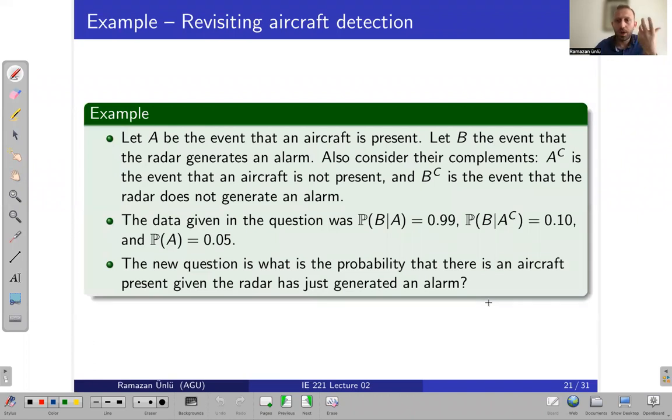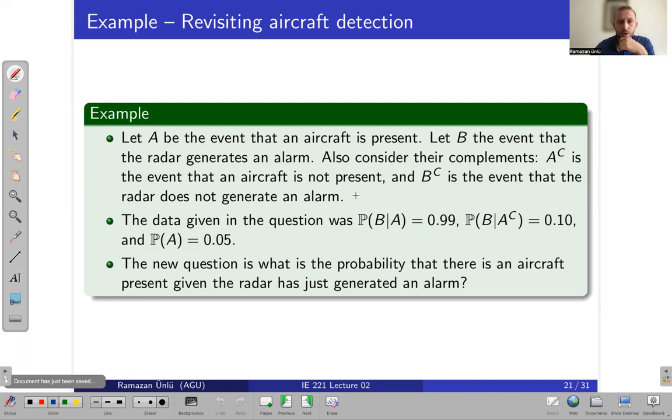I want you to understand it in a better way. I will try to explain this problem visually, or you can only use the formulation if you are okay with the concept, okay? So what was the problem? Let A be the event that an aircraft is present, and let B be the event that a radar generates an alarm. If you don't remember this problem, revisit previous slides and check it.